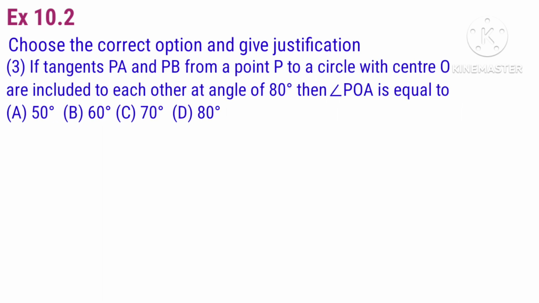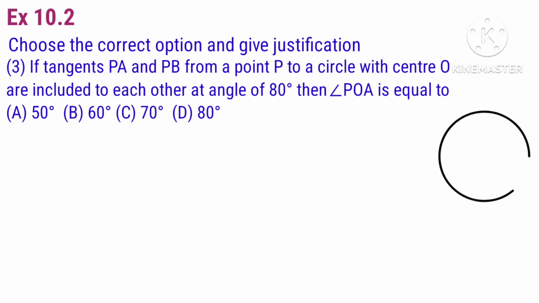If tangents PA and PB from a point P to a circle with center O are inclined to each other at angle of 80 degree, then angle POA is equal to A 50 degree, B 60 degree, C 70 degree and D 80 degree. In this problem, let's see how we can draw the diagram.